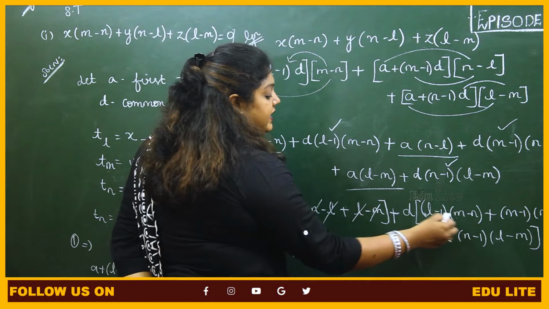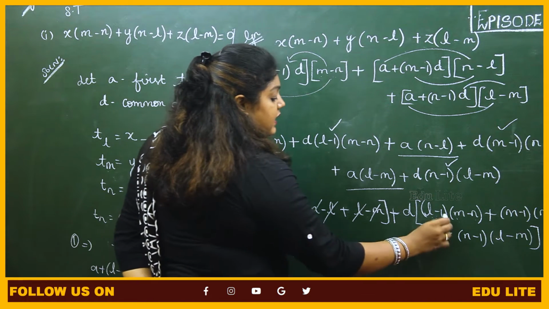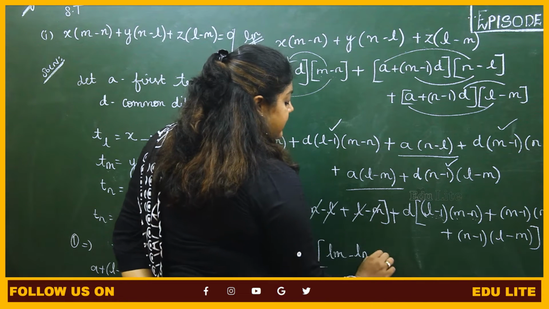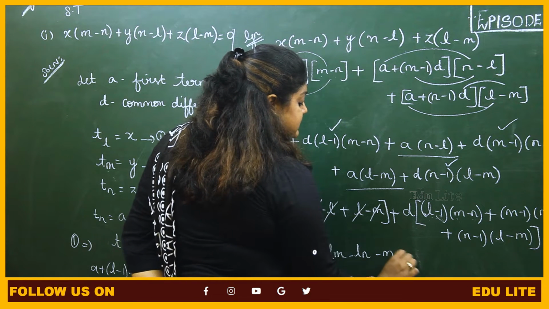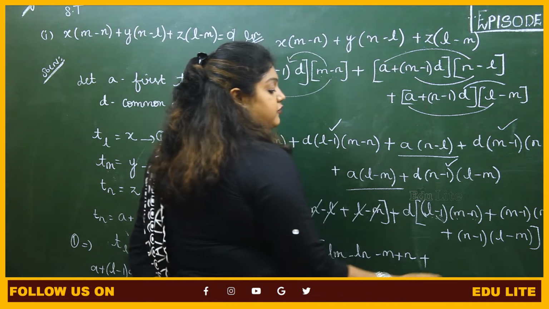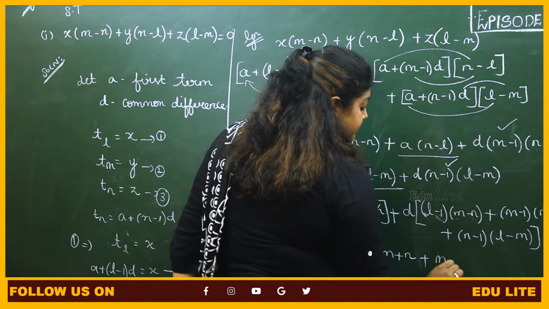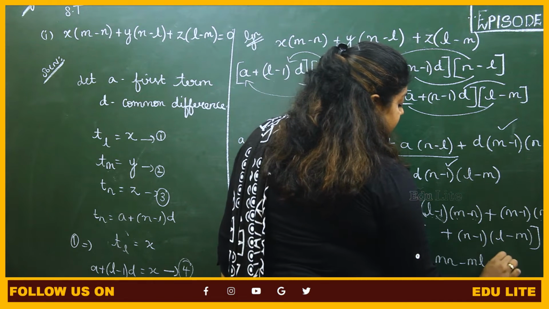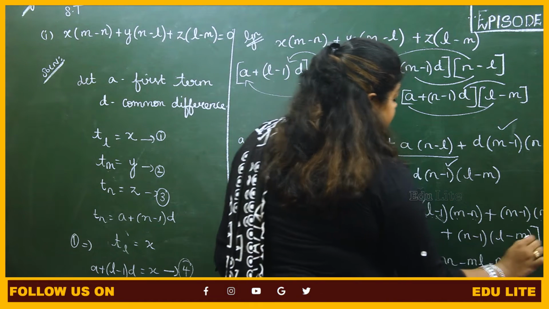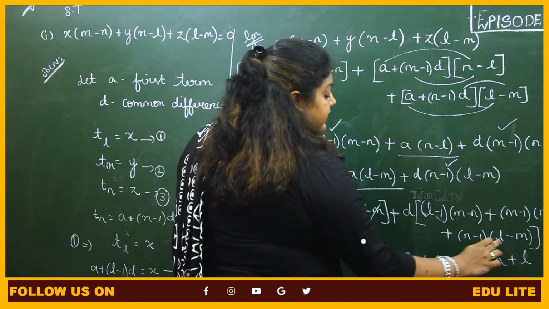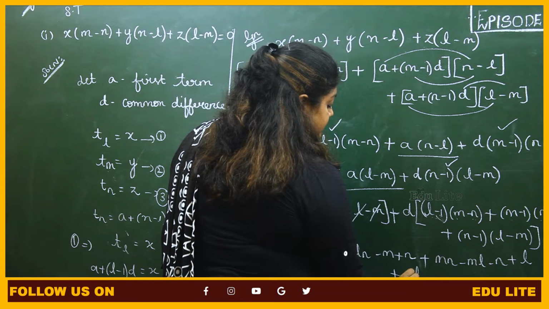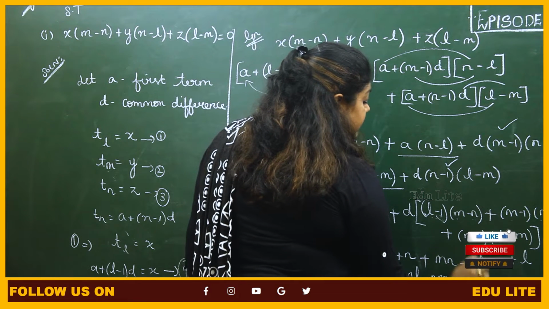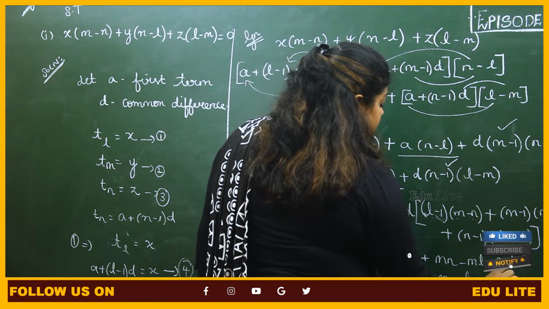What we have to do is l into m, l into n minus ln. Next, similarly, minus 1 into m minus n. The same we have to follow: m into n, m into l minus n plus l. Next is n into l, n into m minus l plus m.